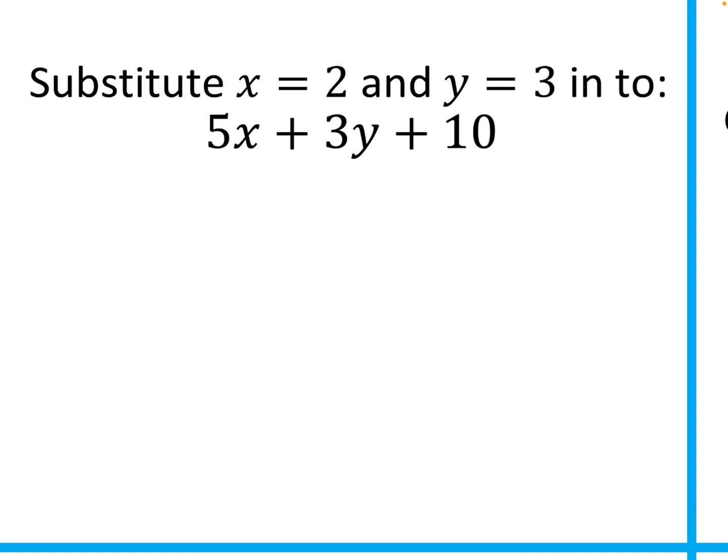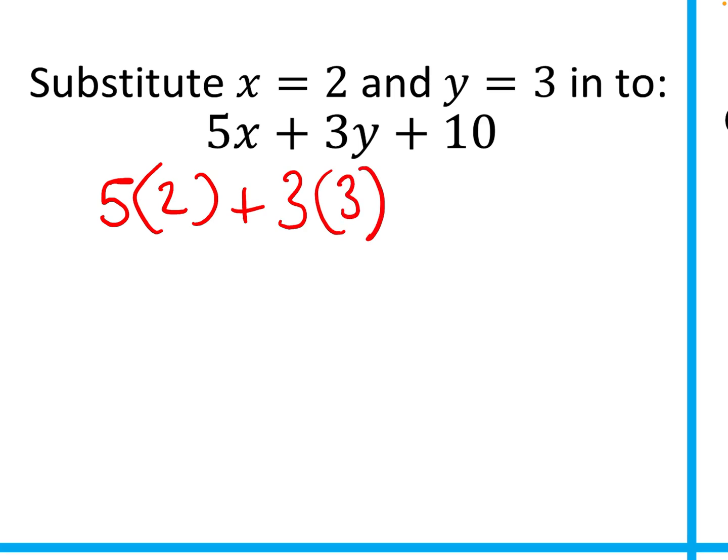So substituting in here, we have 5 multiplied by x, 5 lots of x. So we're going to write the 5, and we're going to put brackets as our substitution, and in this case x equals 2, plus 3 multiplied by y, so we put our brackets. In this case y is 3 as well, so I'm going to write 3 here, plus 10.